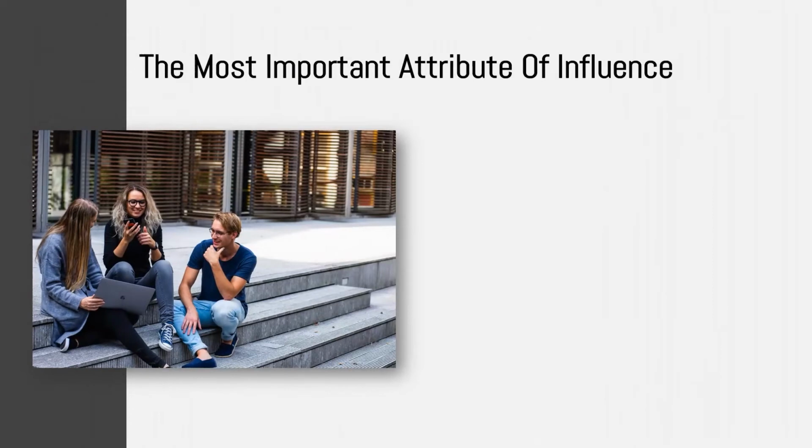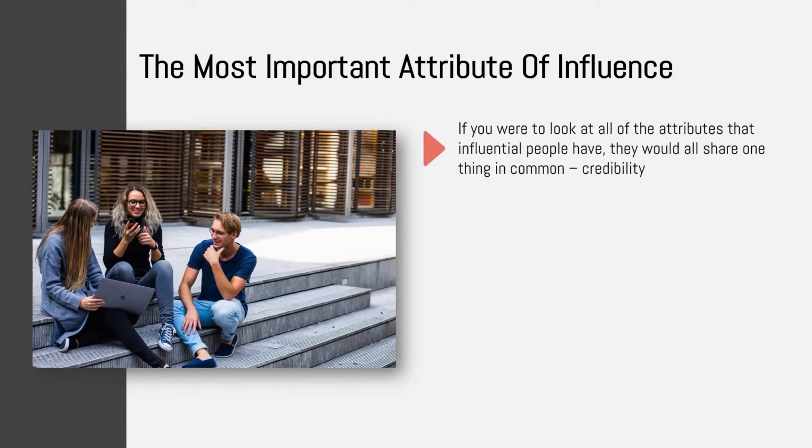The most important attribute of influence. If you were to look at all of the attributes that influential people have, they would all share one thing in common: credibility. When you have credibility with others, they will trust you, believe that you are smart and that you are knowledgeable. To others, you seem to have the right experience and have the capability to become whoever you want to be. A lot of famous people have high credibility and influence.